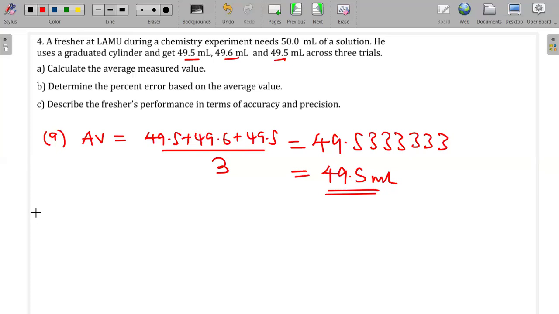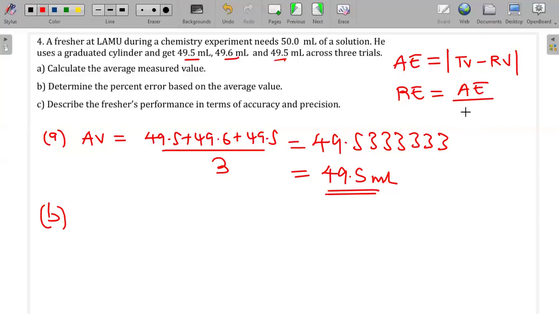And B, they're saying calculate the percentage error. I cannot find the percentage error if I don't have the absolute error and the relative error. Absolute error is equal to the modulus of the true value minus the recorded value. The relative error is equal to the absolute error divided by the true value. And the percentage error is the relative error multiplied by 100%.